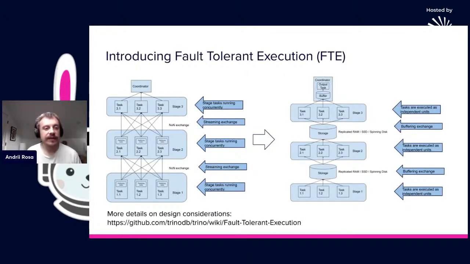Very soon we realized that the existing execution model that relies on the streaming exchange is just way too inflexible, and it is going to be very difficult to do much better on the problems we discovered with it. Because the streaming execution model requires the entire query to be executed at once as a single unit, and it prevents us from applying more advanced execution techniques.